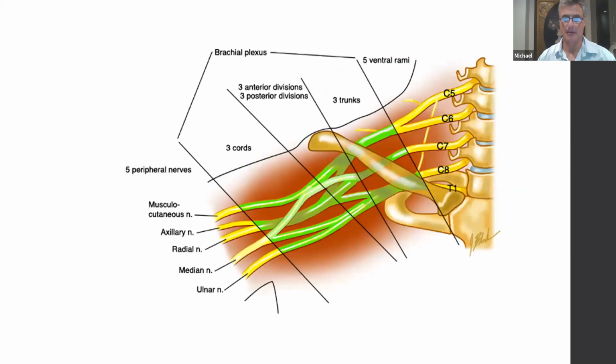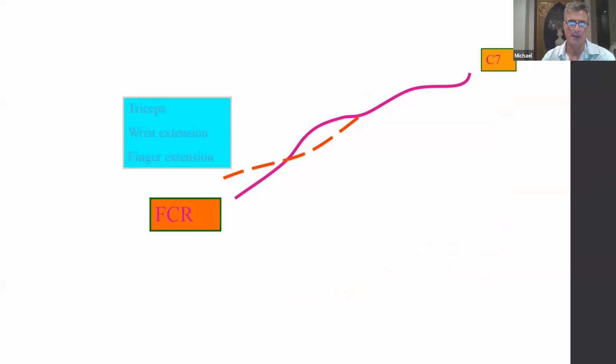And the other fibers, the posterior fibers. Then C7 also continues to form the middle trunk. And then the anterior division of the middle trunk joins the anterior division of the upper trunk to form the lateral cord. And those same fibers then head down the lateral limb of the median nerve into the median nerve. And the C7 input is really the FCR and a little bit of sensation to the middle finger. Okay, and then there's obviously a posterior component that heads down the radial nerve as well. So that's FCR and sensation to the middle finger through the median nerve, triceps and wrist extension, finger extension from C7 but down the radial nerve.